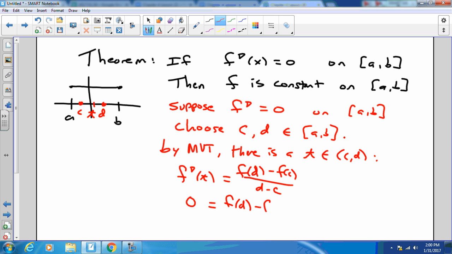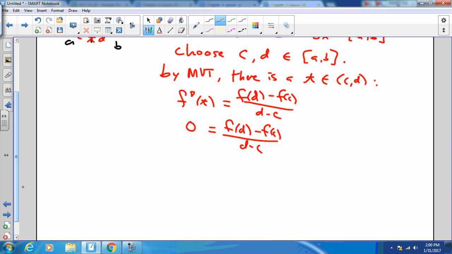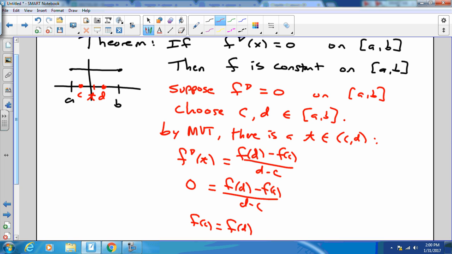So there goes our mean value theorem one more time. But now I know something about f prime of t. It's 0. And I also know something about fractions. I know that a fraction can only be 0 if the numerator is 0. So f of d minus f of c has to be 0, so that f of d has to be equal to f of c. Look at what that's saying. That's saying that the values of f of c and f of d have to be the same for any pair of c and d along the interval a to b. In other words, my function must be constant.